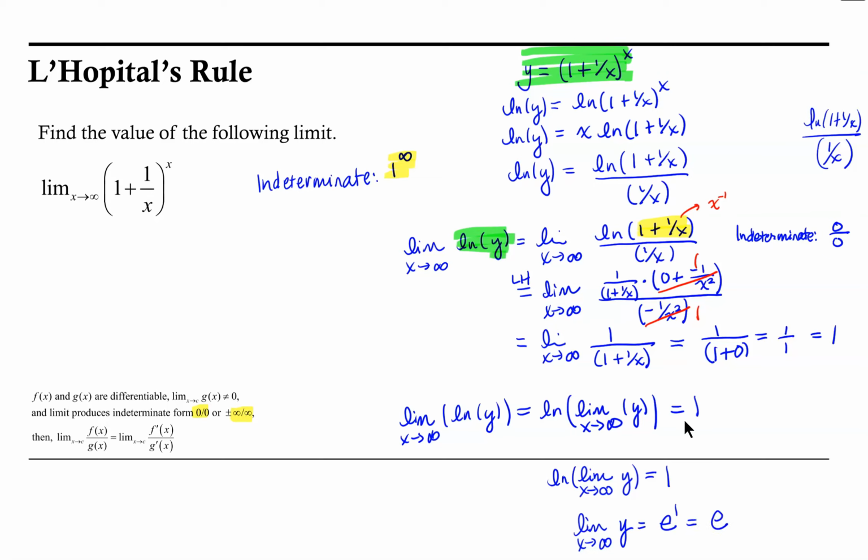Now, recall that y is the same as our original function. y is 1 plus 1 over x to the x power. So this limit that we were searching for is actually equal to e. I hope you find this helpful.